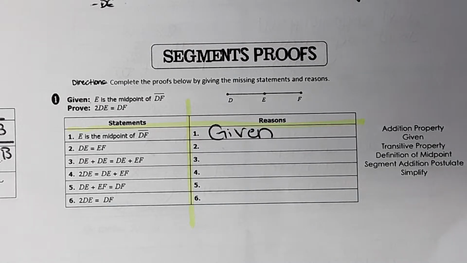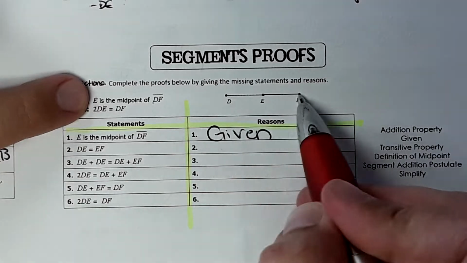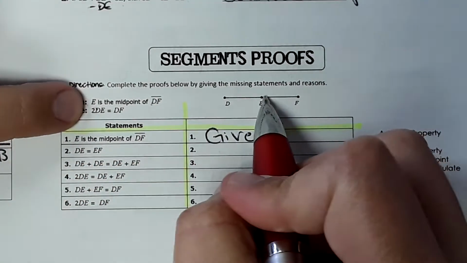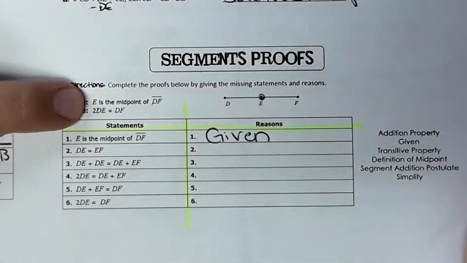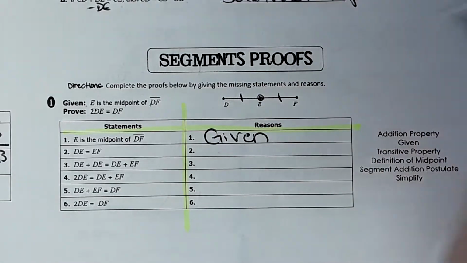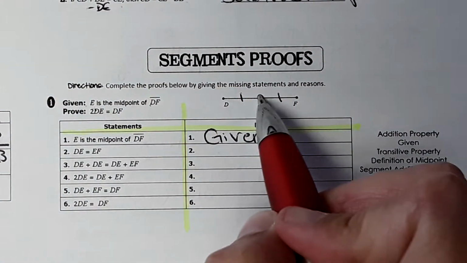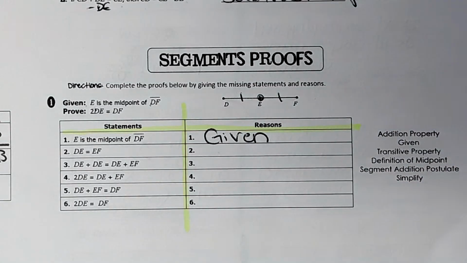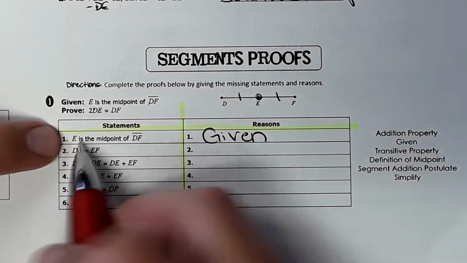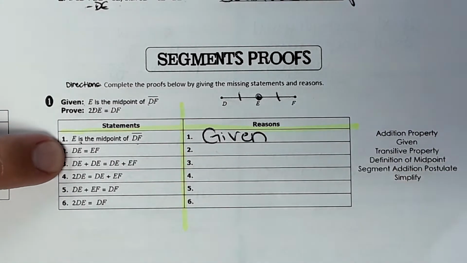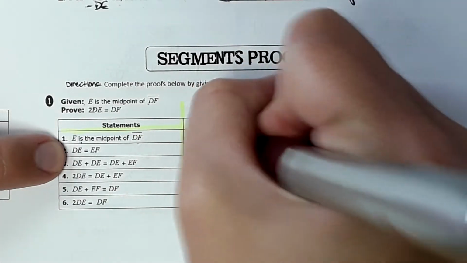Okay, next step. We're going to look at this given and look at the picture and see kind of how it relates. Well, E is the midpoint of DF, so E is the midpoint. So just knowing that, I know they're probably going to say that DE is equal to EF. And we're trying to prove that two of these would equal the entire length right here. And so we're just going to go through the steps to solve that. So first off, they say that E is the midpoint, that was given. Then they're saying that DE is equal to EF. The reason why that is true is because of definition of midpoint.